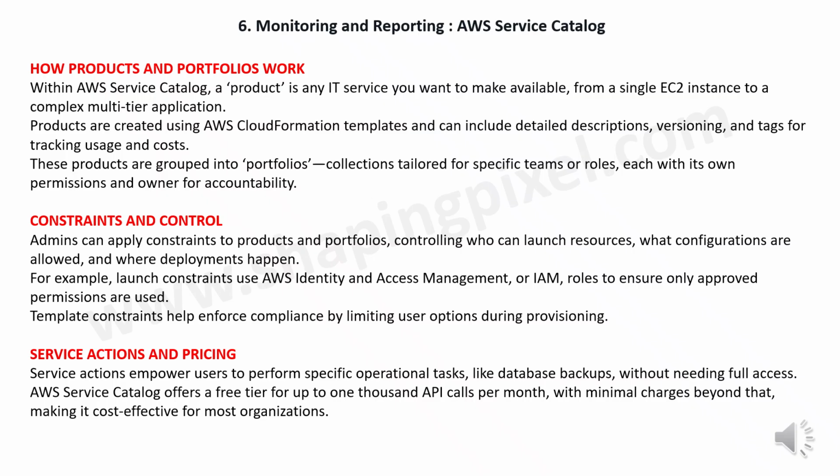AWS Service Catalog offers a free tier for up to 1,000 API calls per month, with minimal charges beyond that, making it cost-effective for most organizations.